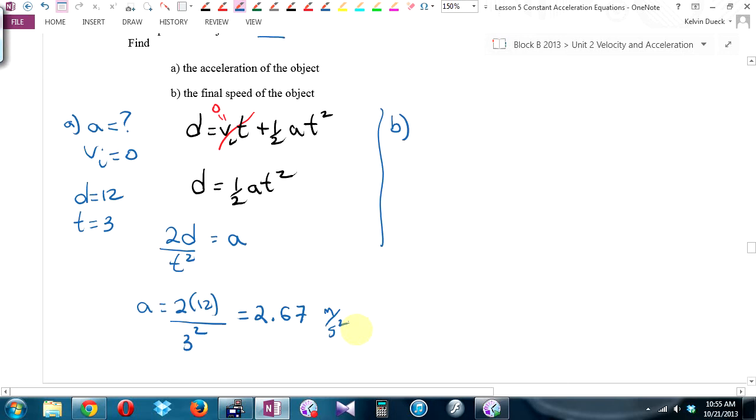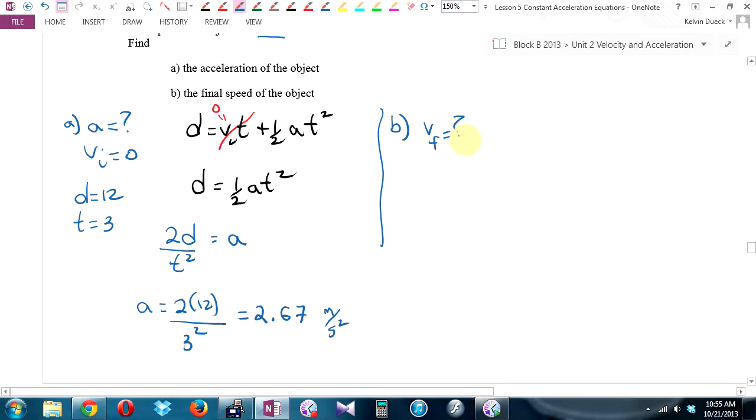Right? B. B. Lisa, what's B asking us to find? Final speed. Hey, what's that in terms of the variables that I've given you in those 4 equations up there? VF equals question mark. Now, we are looking for an equation. It has to have a VF in it.